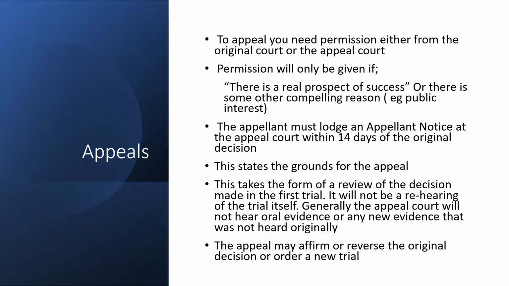And so this actually takes the form of a review of the decision made in the first trial. So it's not a rehearing of the trial itself. Generally the appeal court will not hear oral evidence or any new evidence that was not heard originally. They will just look at the facts, look at the decision, and see would they have come to the same decision with the same information. Now the judges in the appeal may affirm or reverse the original decision or order a new trial.